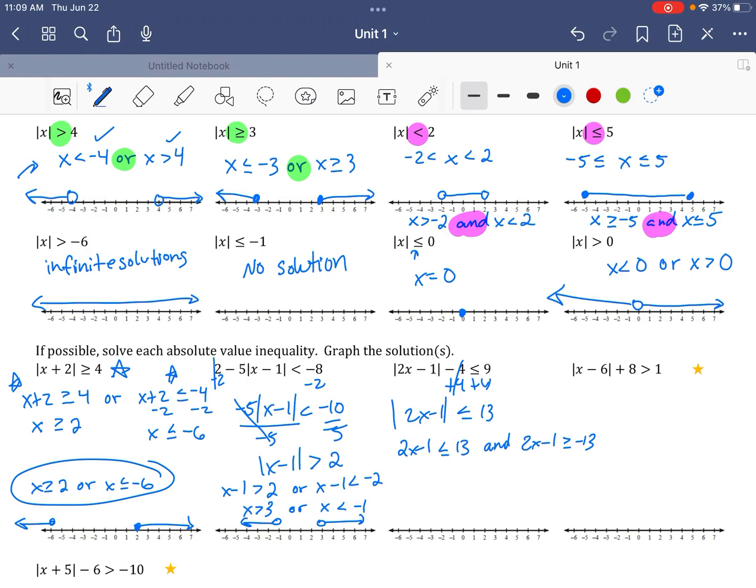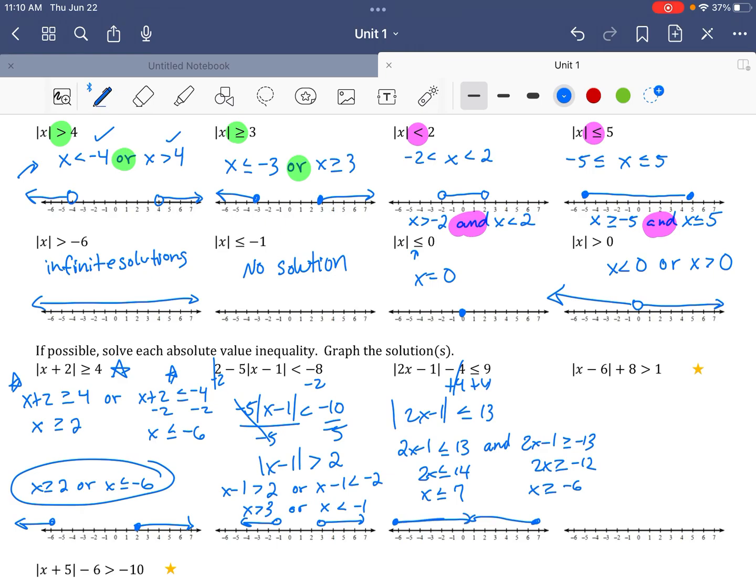Now, if you don't want to write the word, you can write it at the end, but I'm going to solve this both. So if I add 1 to this, I get 2x is less than or equal to 14. And divide by 2, I get less than or equal to 7. Add 1 here, I get 2x is greater than or equal to negative 12. And divide by 2, I get greater than or equal to negative 6. So look at the graph. Less than or equal to 7 goes that way. Greater than or equal to negative 6 goes this way.